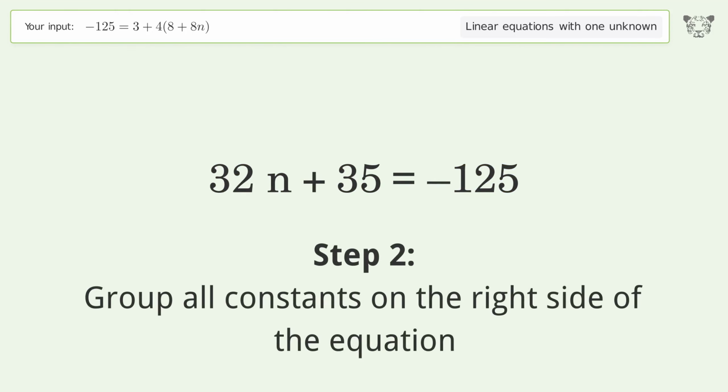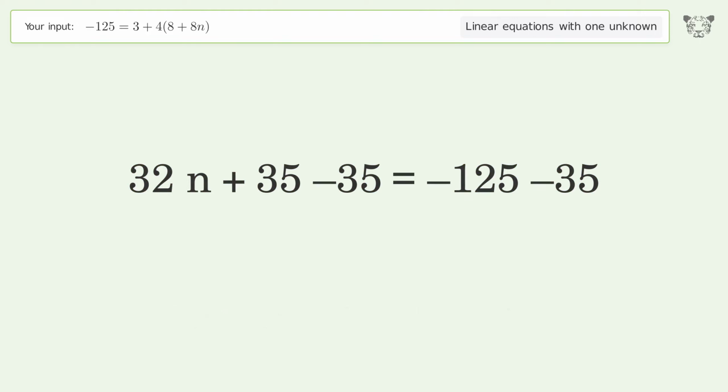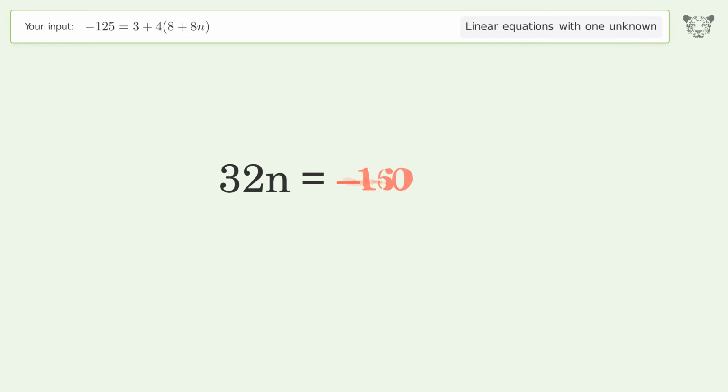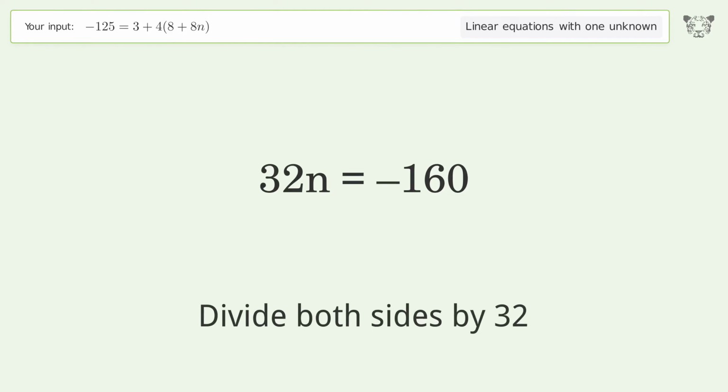Group all constants on the right side of the equation. Subtract 35 from both sides. Simplify the arithmetic. Isolate the n. Divide both sides by 32.